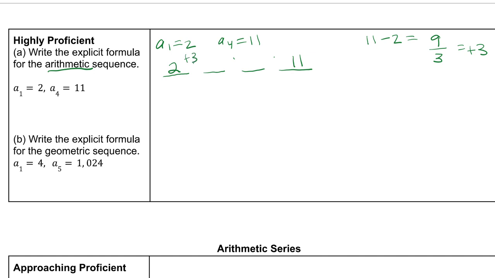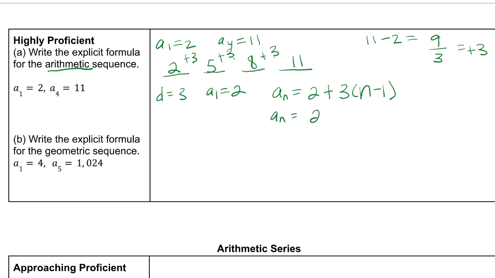So if I add 3 to 2, I get 5. If I add 3 to 5, I get 8. And if I add 3 to 8, I get 11. So D is 3. A1 is 2. This is going to be AN equals A1 plus D times n minus 1. So that's going to give me my 3n minus 3 when I distribute that. And then I combine the 2 and the minus 3, and we get 3n minus 1. So that's our explicit formula.